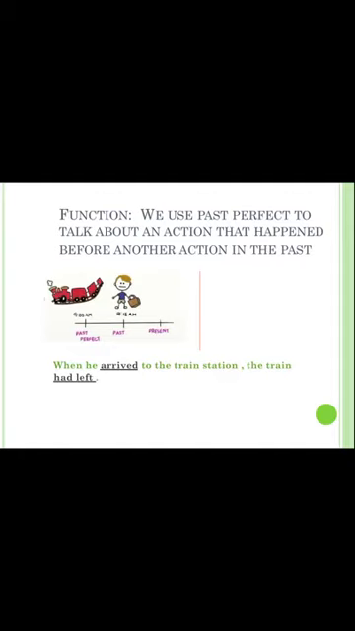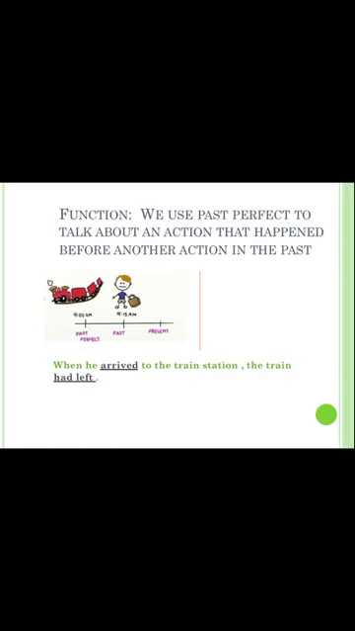See the example below. When he arrived to the train station, the train had left. We have two actions, the leaving of the train and the arrival of the boy. Look at the timeline. The past perfect happens before the past simple. So we have two actions in the past. The first one happened before the other one. يعني the train had left before he arrived.